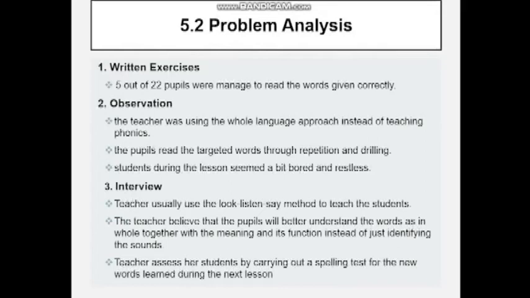The second one, through observation, we observed that the teacher was actually using the whole language approach instead of teaching phonics, and the pupils were reading the targeted words through repetition and drilling. We can see that the students during the lesson seemed a bit bored and restless. On the other hand, it was also observed that some of the students were partially able to sound the words when asked to read the selected words aloud, but with a few errors.